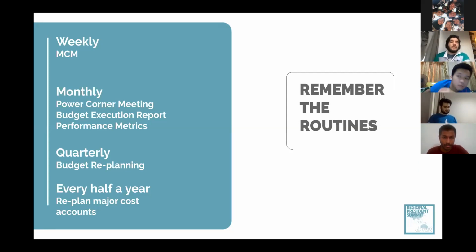So every month you have your Power Corner meeting. We're going to be having a session about Power Corner, by the way, after this. So you can review there in your Power Corner meeting how you are doing with BD revenues, how you are doing with BD costs, how you are doing financially. You also have your budget execution report, which is happening in your monthly review, where you're checking every account in the budget, how is it being executed.